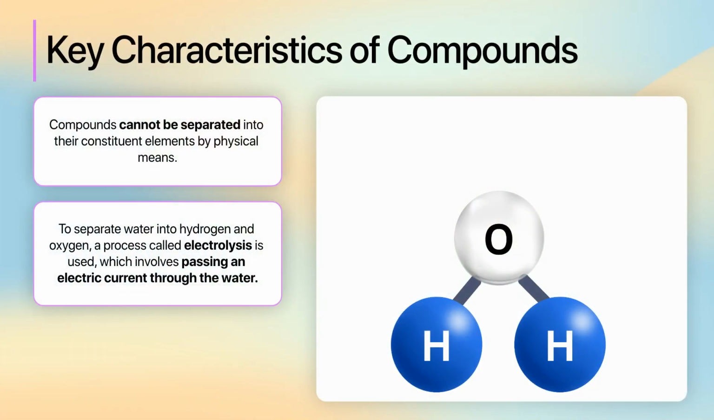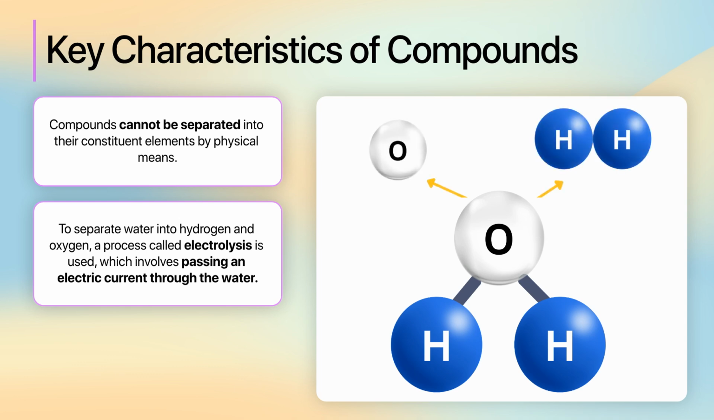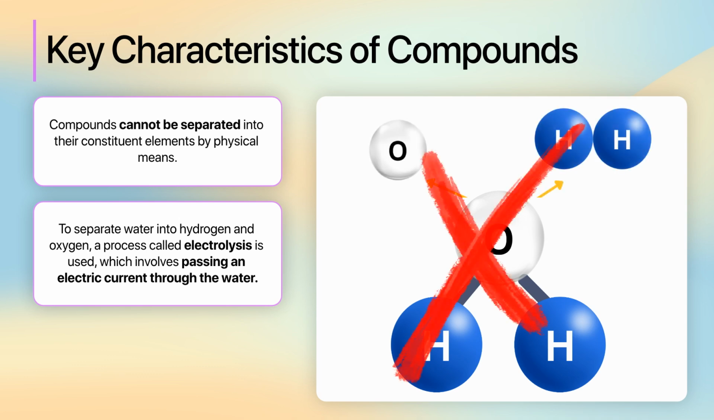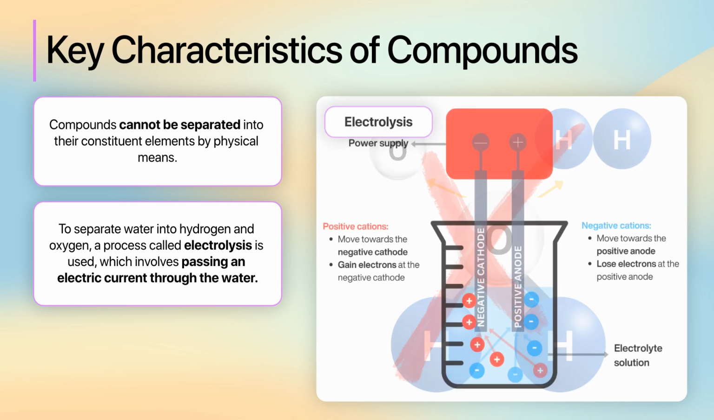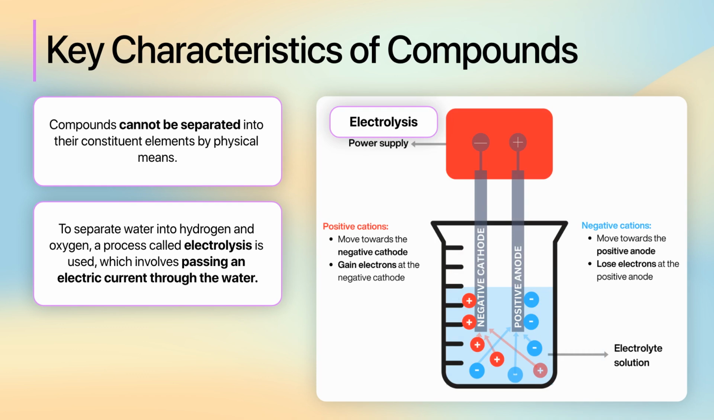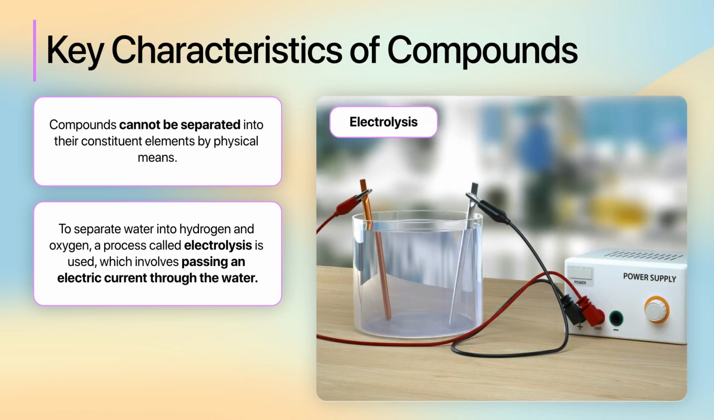Finally, separating compounds into their constituent elements by physical means is not possible, meaning that we cannot separate them back into oxygen and hydrogen. They require a chemical reaction to break the bonds. For example, to separate water into hydrogen and oxygen, a process called electrolysis is used, which involves passing an electric current through the water. This is what electrolysis might look like in your textbook. And this is what it looks like in practicality. We'll explore bonding in great depth in a later unit.